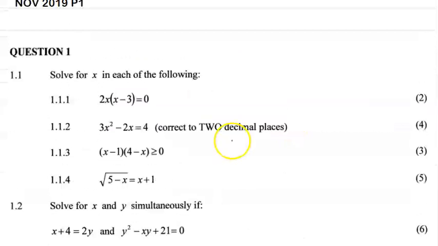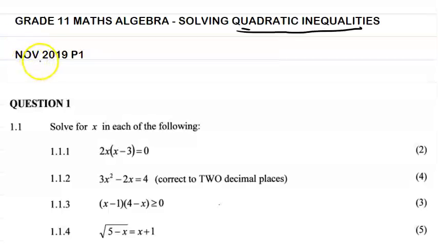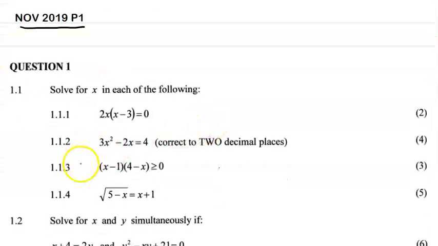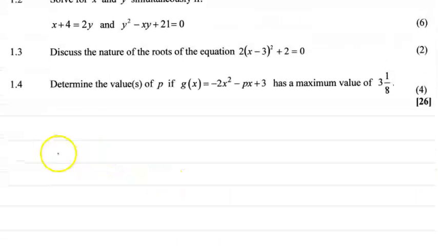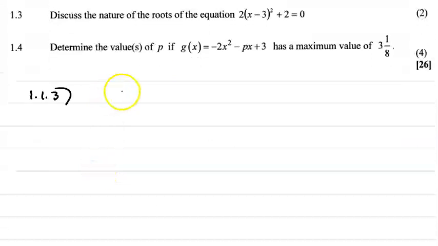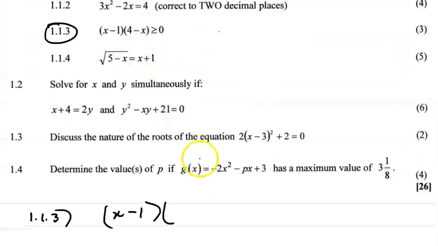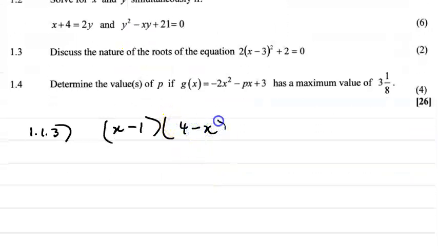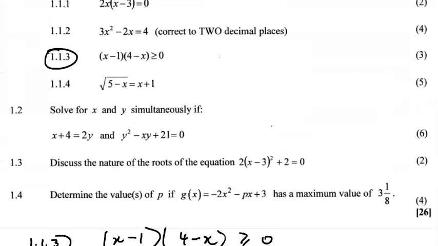Let's look at the questions that involve quadratic inequalities, and this is from the November 2019 paper 1. There's a question here, 1.1.3: x minus 1 into 4 minus x is greater than or equal to 0. Now the first thing that we have to do is make sure that it's factorized, and in this question it's already factorized. So let's write that question down. 1.1.3, so we've got x minus 1 into 4 minus x, and that's greater than or equal to 0.